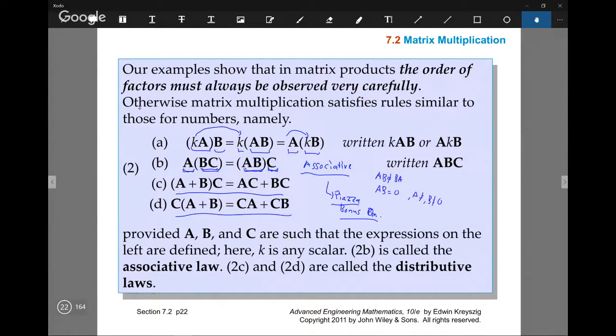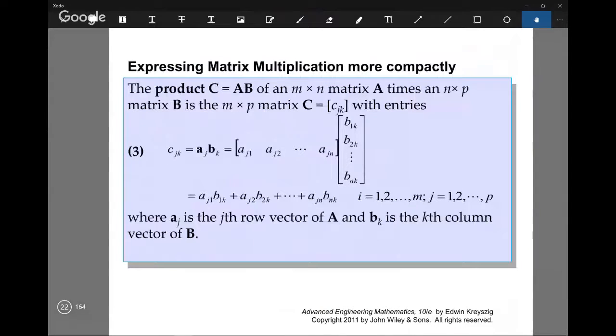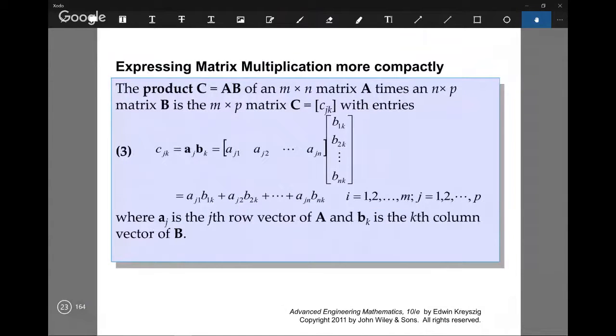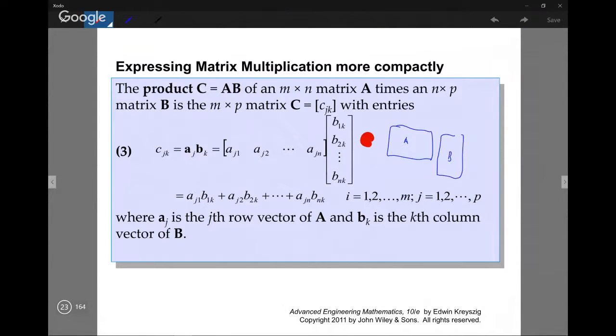Now, the basic punchline is that the order of the factors should be observed very carefully. As long as you do that, then matrices do indeed look a little bit like numbers. One compact way of thinking about matrix multiplication is, suppose you have some matrix A, some matrix B like this, then C is equal to A times B.